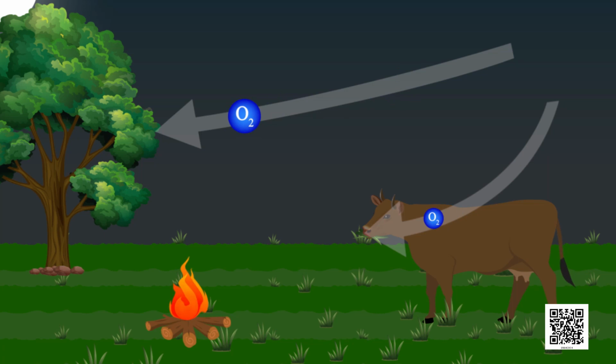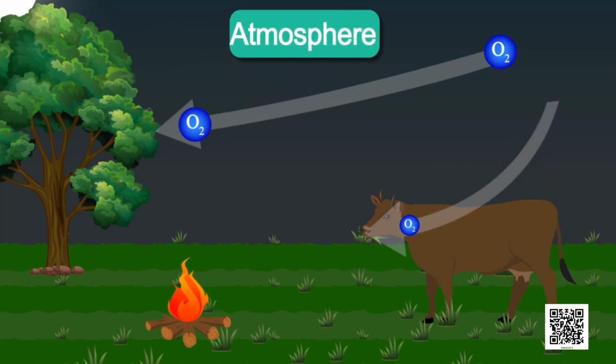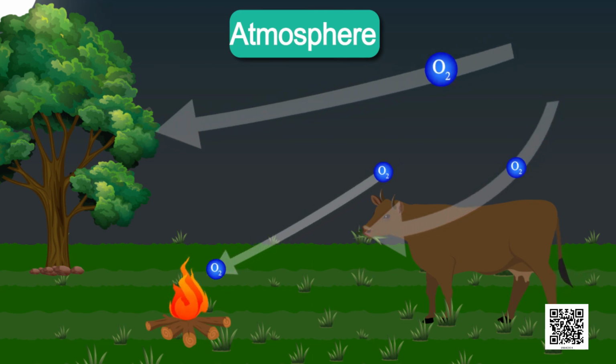Plants and animals use oxygen from the atmosphere for respiration. Oxygen is also used for the combustion of fossil fuels. These are the processes through which oxygen is used up from the atmosphere. Now we shall see how oxygen is returned to the atmosphere.